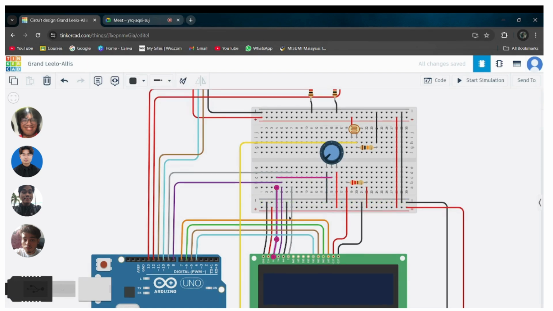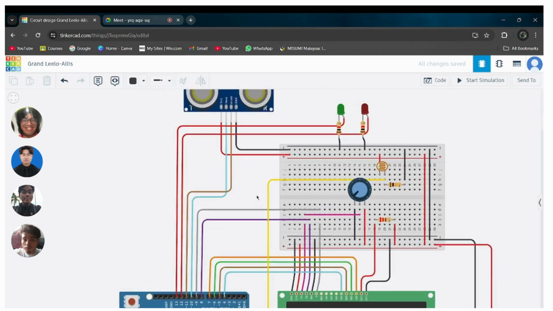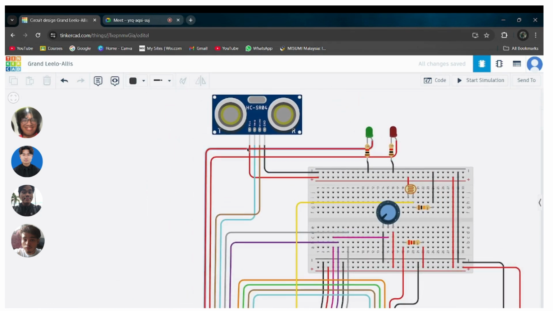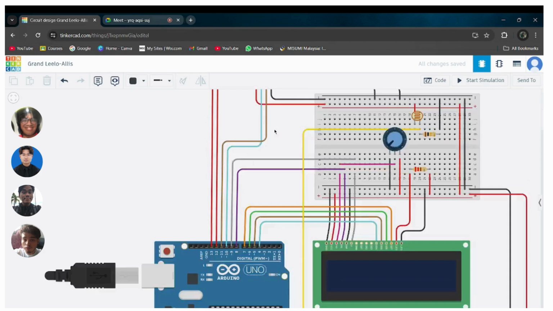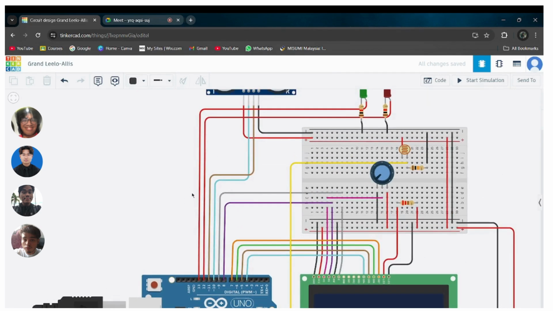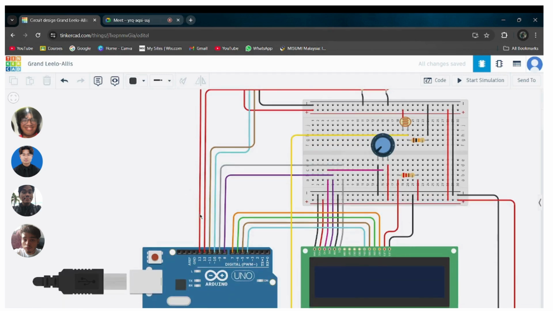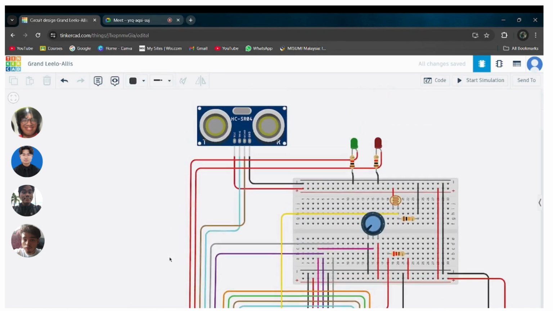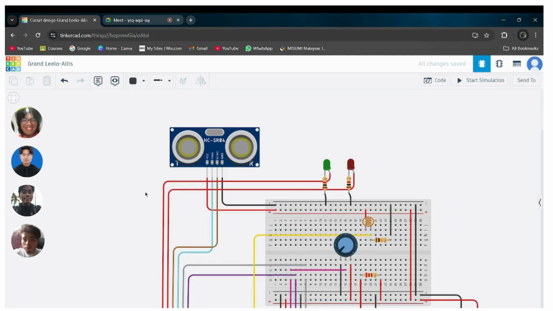Next we have the ultrasonic sensor. It has 4 pins: VCC, trigger pin, echo pin, and ground pin. For the VCC pin, we connect it to 5 volts, and for the trigger pin, we connect it to D10, digital pin number 10, to send the signal. And for echo, we connect it to D11, digital pin 11. The main function of this is to receive the reflected signal and calculate the distance of the reflected signal. And the ground, as we all know, will connect to the Arduino ground.